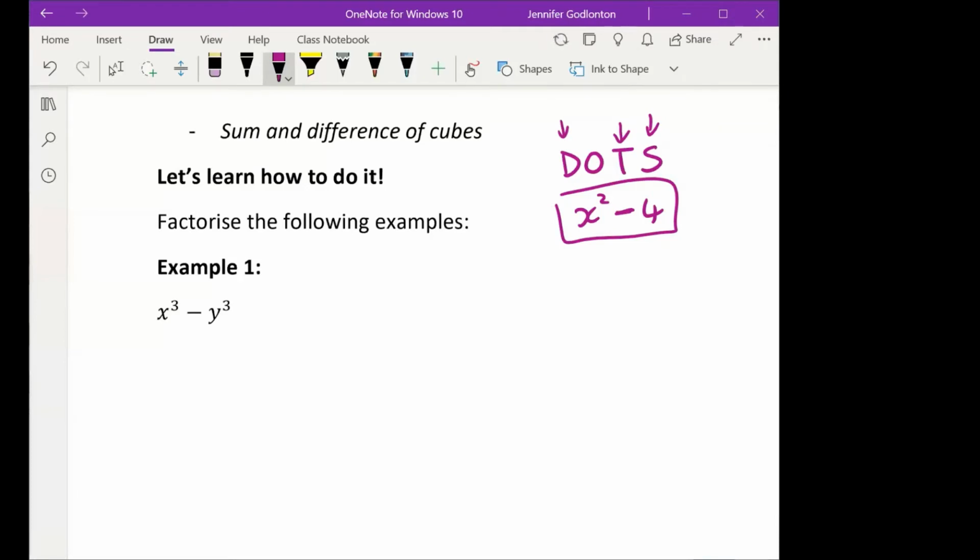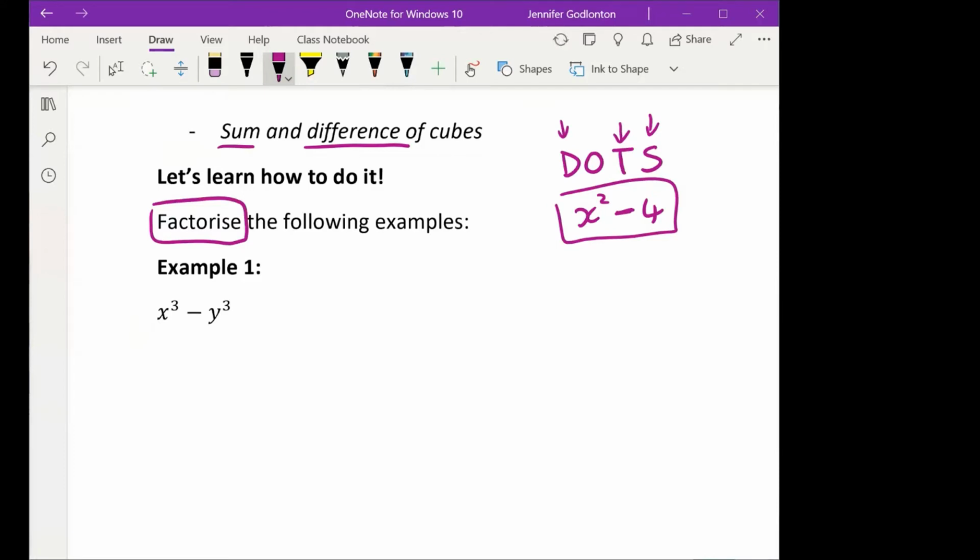Now, in sum and difference of cubes, it's also going to be two terms, but this is allowed to be a minus or a plus. That's why it says sum and difference. And the only thing we have to be careful with is that both of them have to be cubes. Okay, so if I am trying to factorize, that's the important word, because I can't do anything with x cubed minus y cubed. It is just what it is, because they are not like terms.